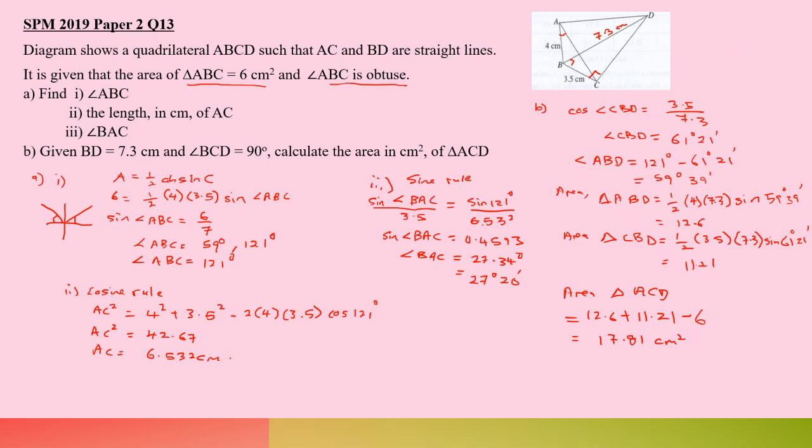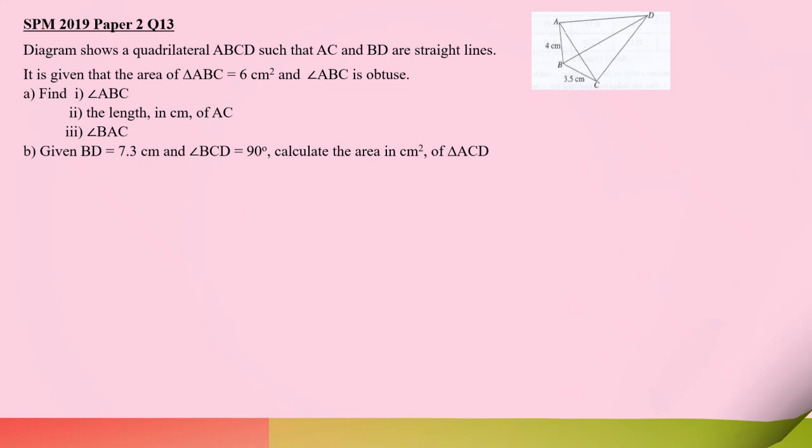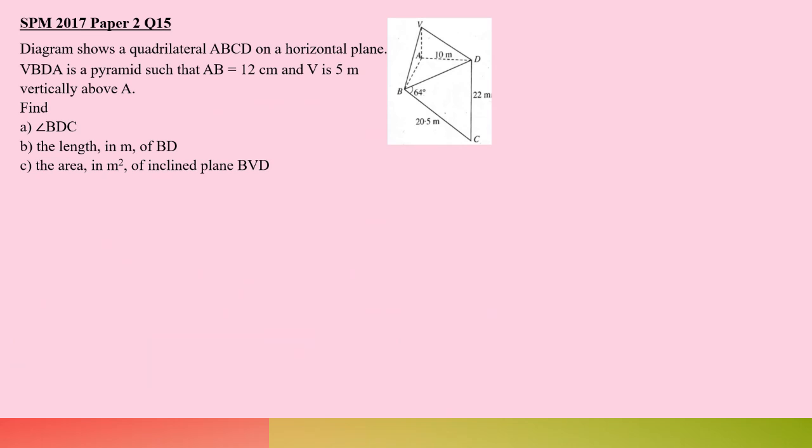Okay, let's see another year. 2017 paper 2 as well, question 15. Here what you have is a vertical part of a triangle. So you have the horizontal part and the V is the vertical part. ABCD is on a horizontal plane. VABCD is a pyramid which has the length AB is 12 and your V is 5. The height is vertically above A.